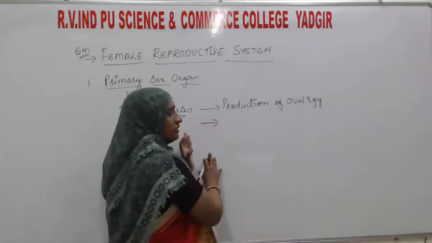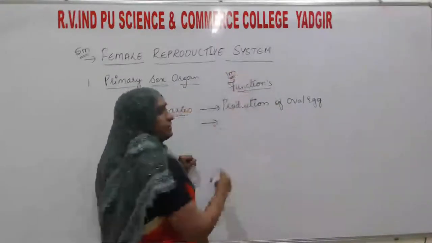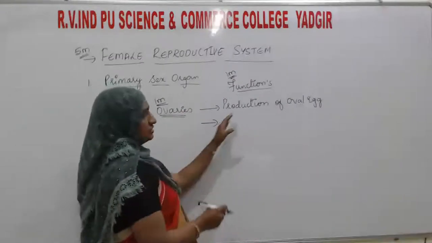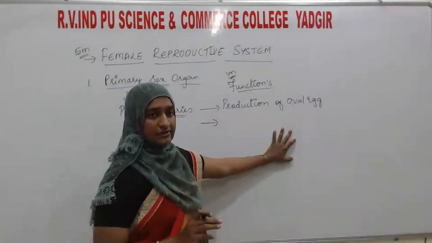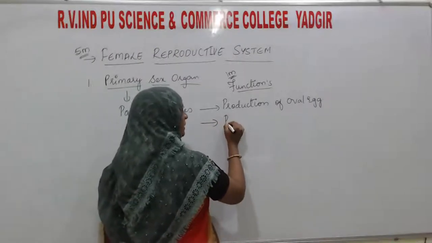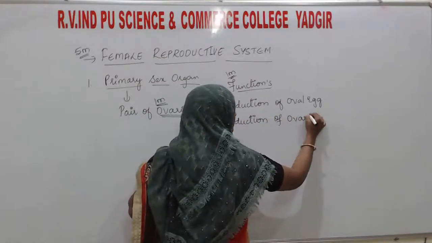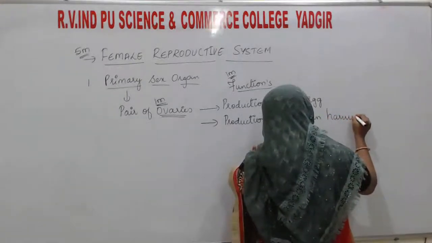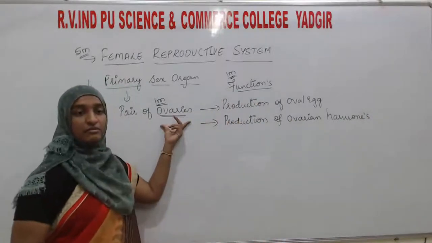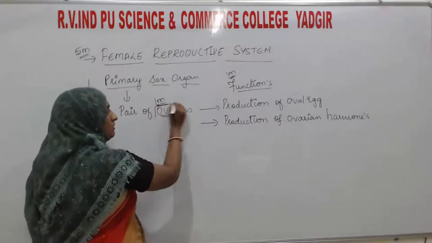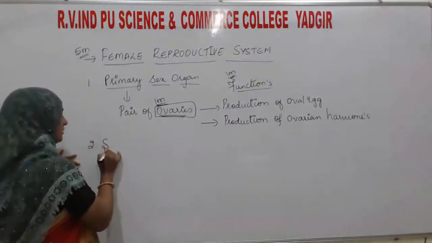Second thing, these are the functions. So these functions of ovaries will be asked, right? First function is the production of ova or egg. The egg is a female reproductive cell or a female gamete. Next function is production of ovarian hormones. This is the second function of ovaries. Here, this is a primary sex organ. In male, it was testes. Here it is ovaries.